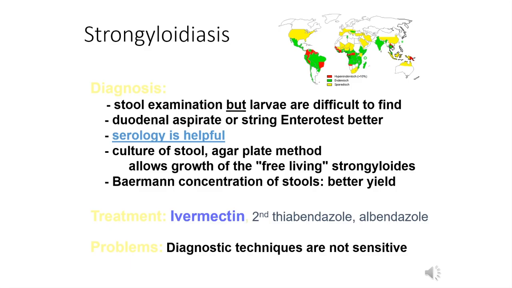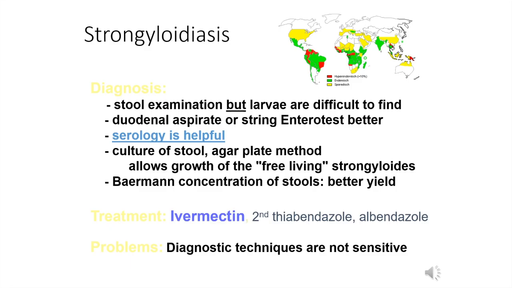Culture of stools, of course, on agar plates, and then with the growth of bacteria, you feel like there is a worm that is disturbing the culture, leaving traces behind it. So it can be used as well. Baermann concentration of stools has a better yield. This is one of the methods of concentrating the stools to find eggs or larvae. It can also be used, and it can be helpful. Treatment. Here the treatment is ivermectin, and if not available, then the second best would be thiabendazole or albendazole.